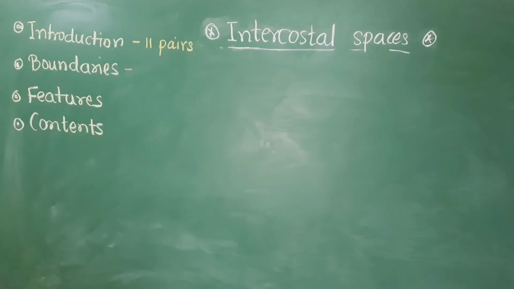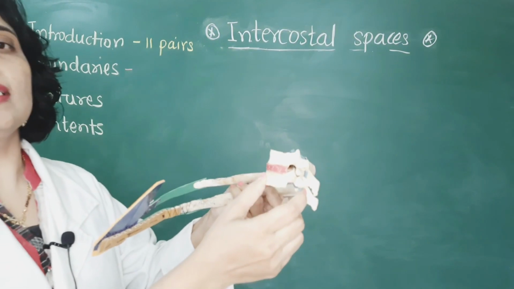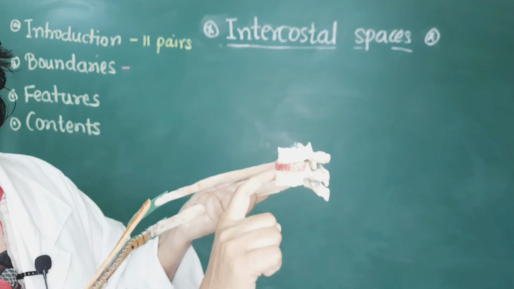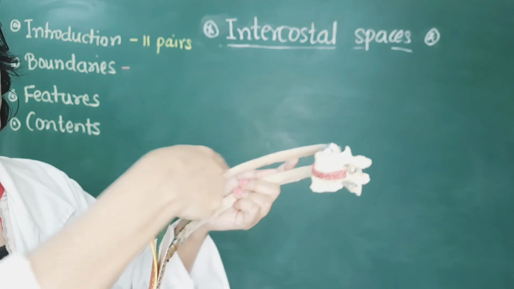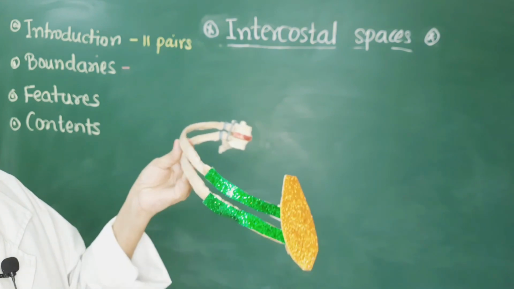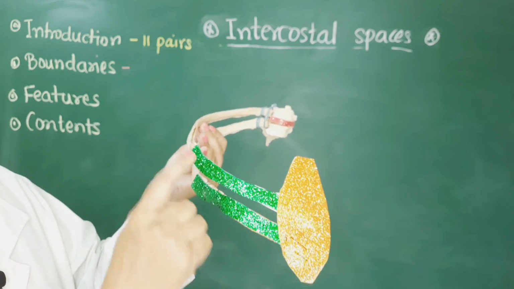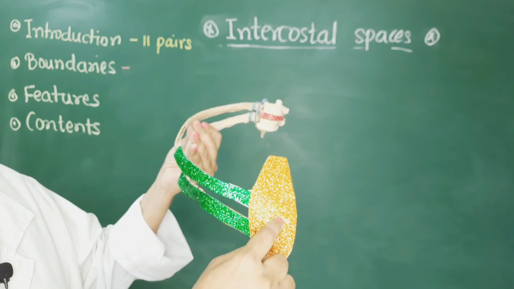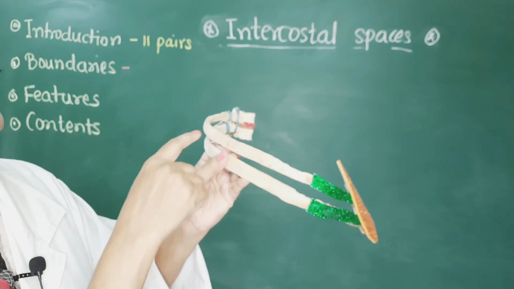I will show you. Here I have assembled a model. These two are the thoracic vertebrae. This is the intervertebral disc between these thoracic vertebrae, and these two are the ribs. Now if you see the lateral view, it is like this. These are the ribs. The green ones are the costal cartilages of the ribs, and imagine this brown as the sternum. Now coming to the intercostal space, this is the space between the ribs.